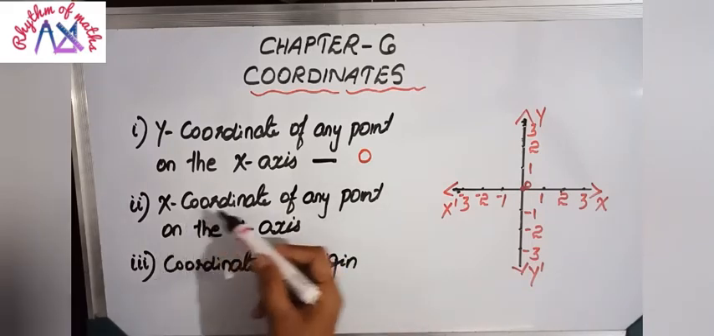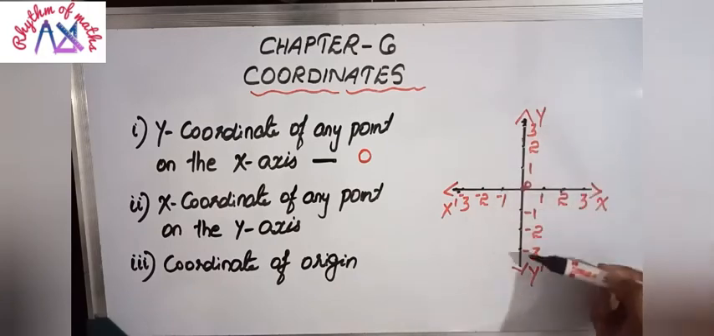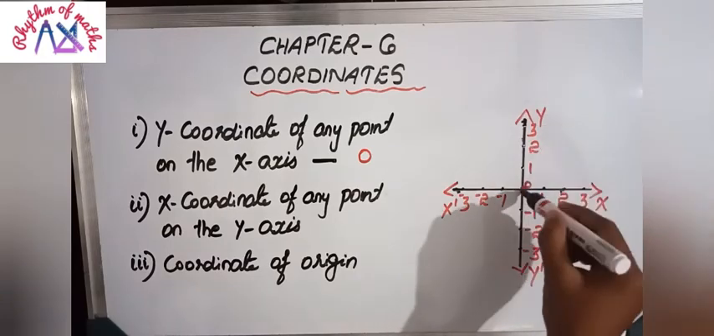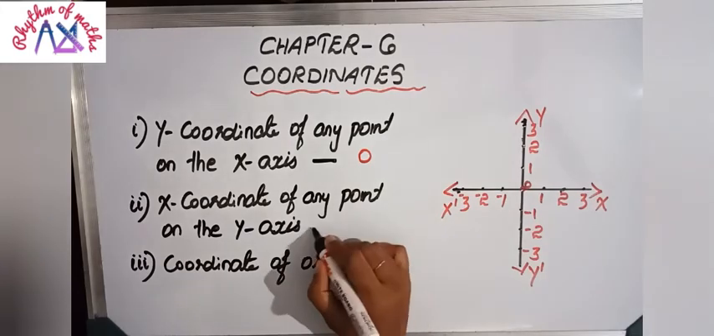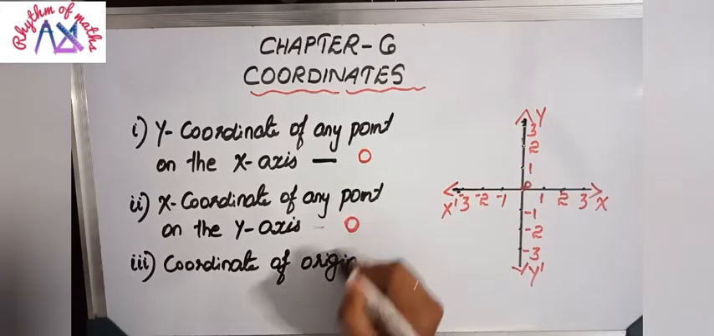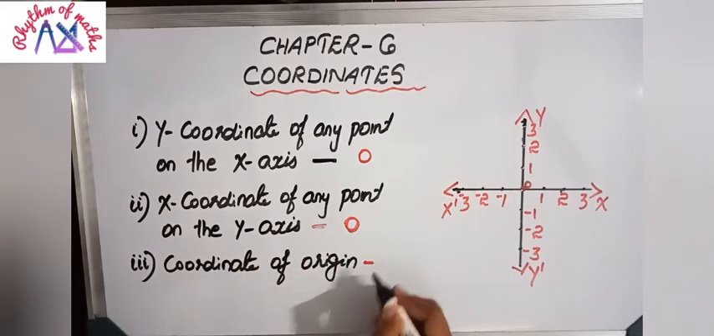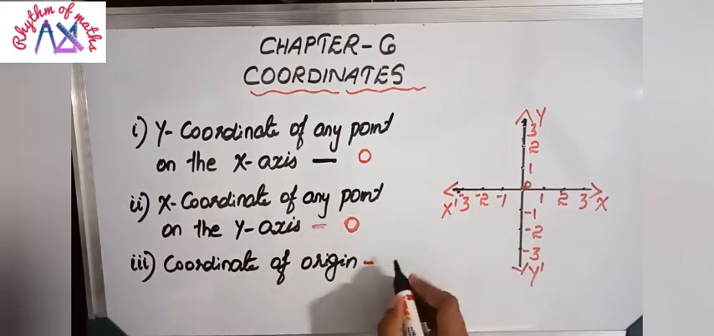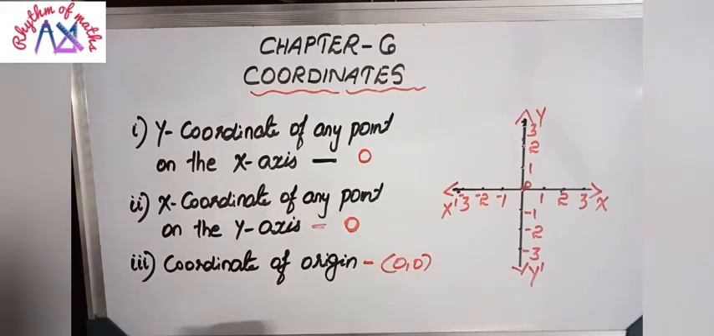Second sub-question, x coordinate of any point on the y-axis. In the y-axis, any points, x coordinate will be what? 0, again 0. Okay, next is the coordinate of origin. Third sub-question, coordinate of origin. That also I explained. It is (0, 0), ordered pair (0, 0).